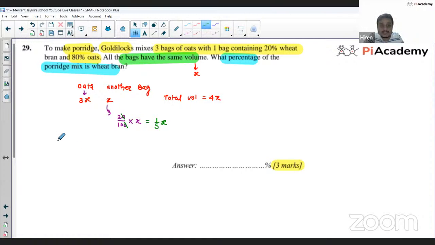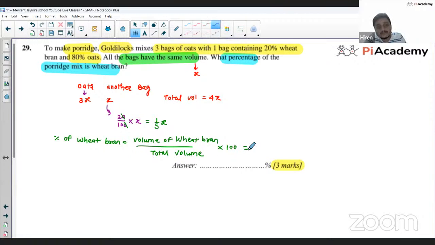So if I'm looking for the percentage of wheat bran, then in what manner am I going to do this? I'm going to write this. Since most of you are doing this incorrectly, look carefully. Volume of wheat bran divided by total volume, and then you need to times by 100. This is the way you will find the percentage, right? So the wheat bran volume is what? X over 5, or you can say 1/5 x.